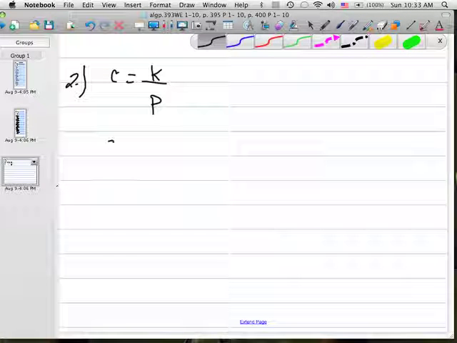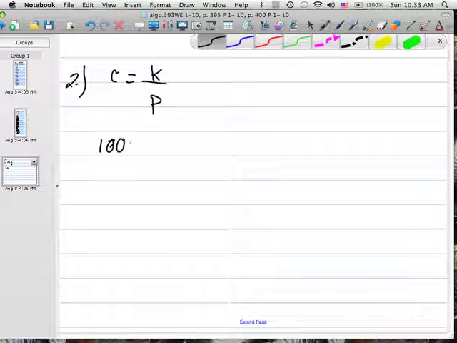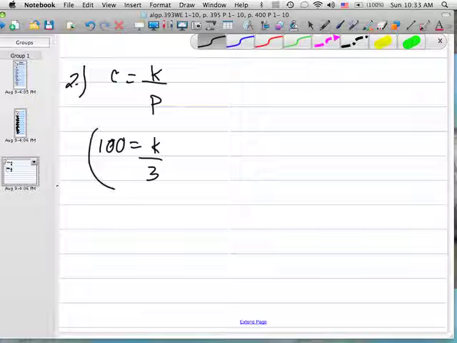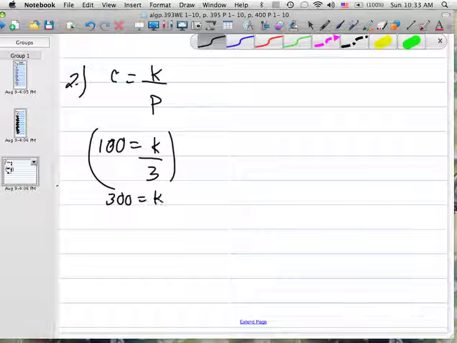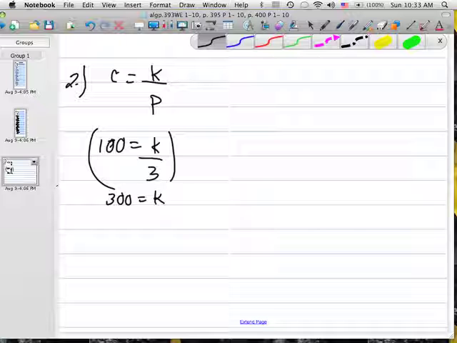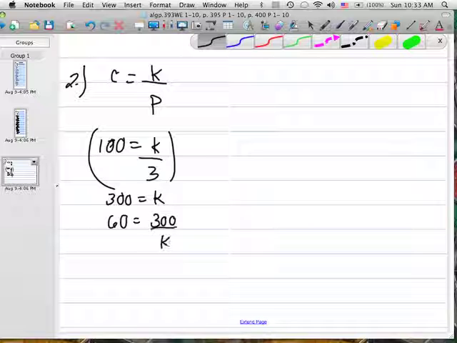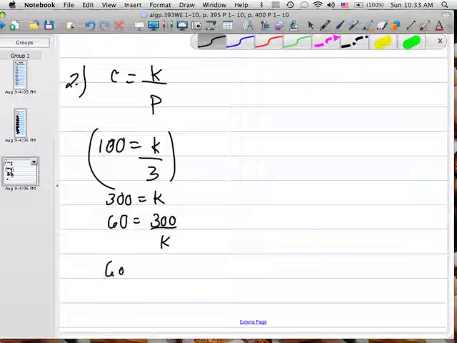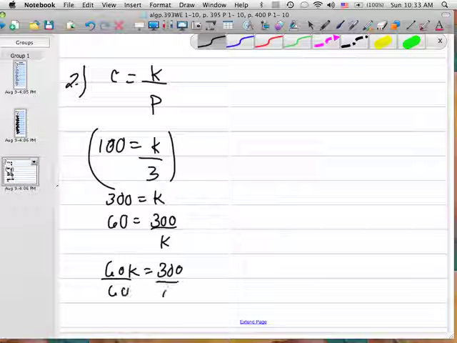So we have 3 friends, and they're going to pay $100 each. So 100 equals K over 3. Multiply both sides. Well, you can do cross products, so 300 equals K. How many people would have to share the rent of the cottage to make the cost $60 per person? So 60 equals 300 divided by K. So 60K equals 300. Divide by 60.